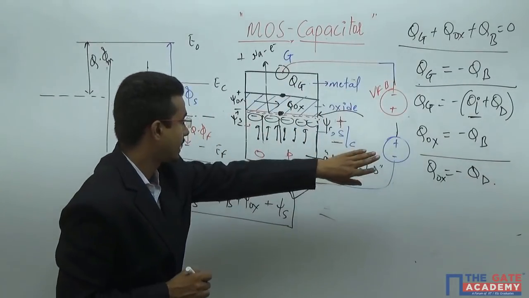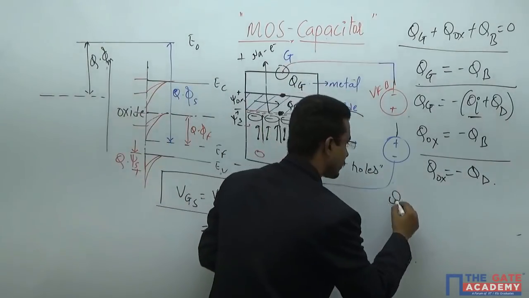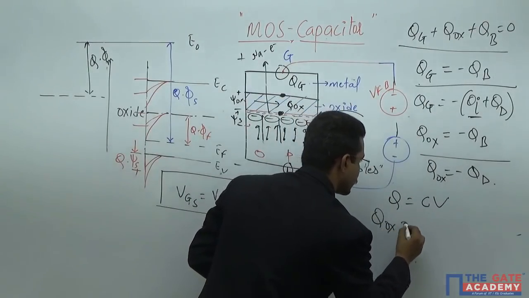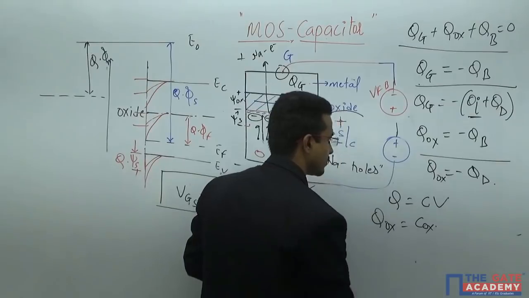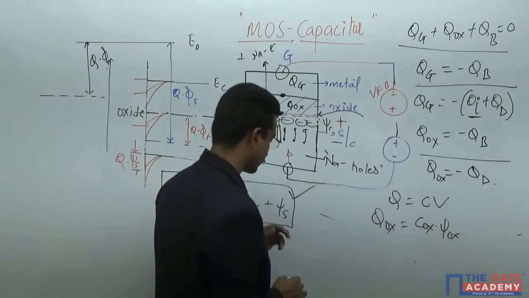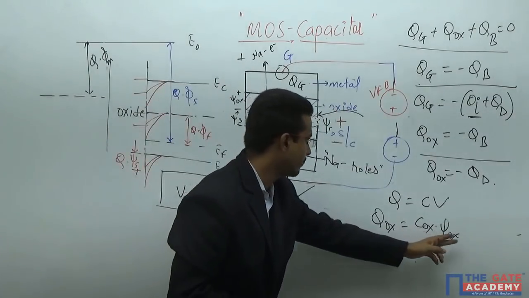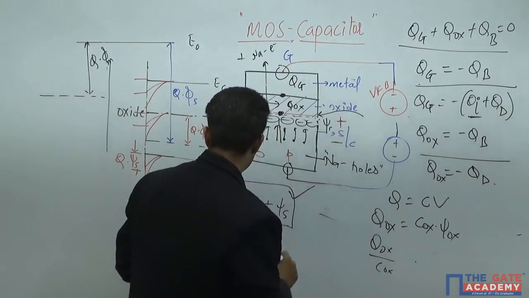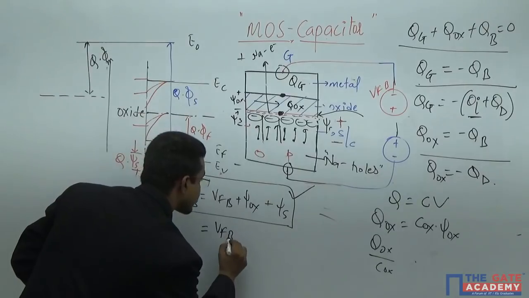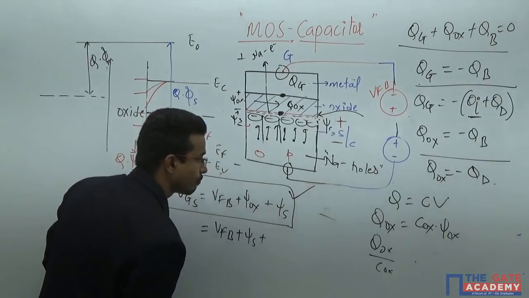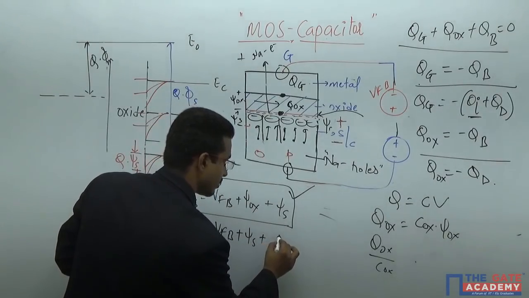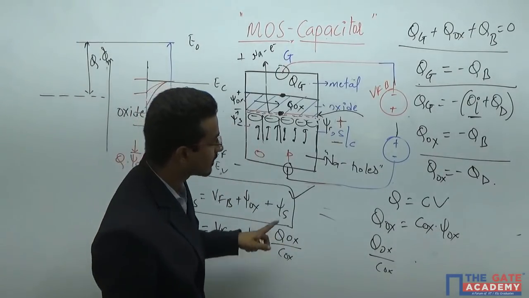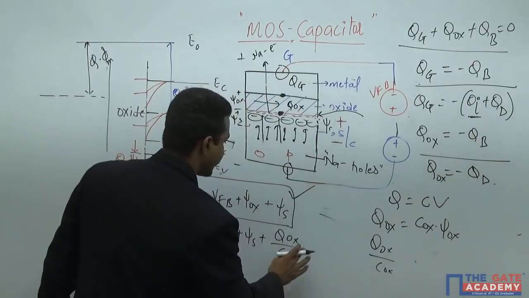Okay, I will just paste that value here. Q equals CV. That means QOX equals COX into psi OX. The psi OX value will be QOX upon COX. So VGS equals VFB plus psi S plus QOX divided by COX, and you have calculated that QOX is nothing but minus QD.